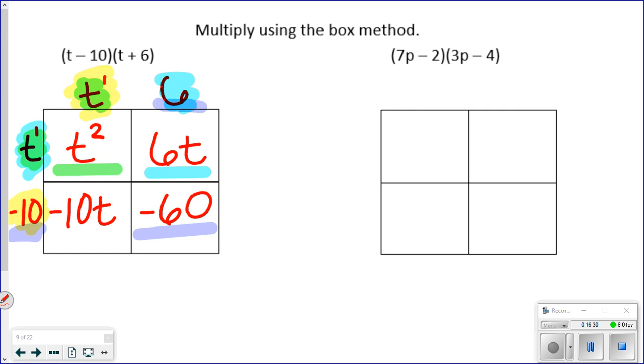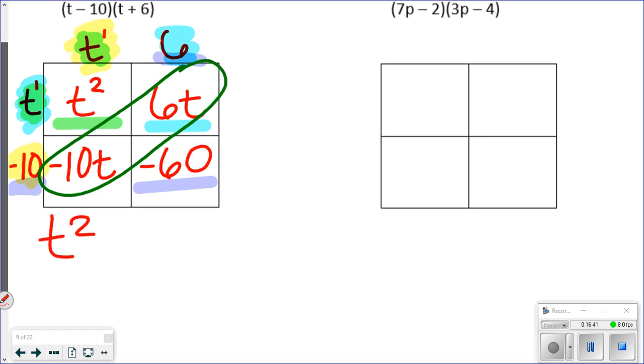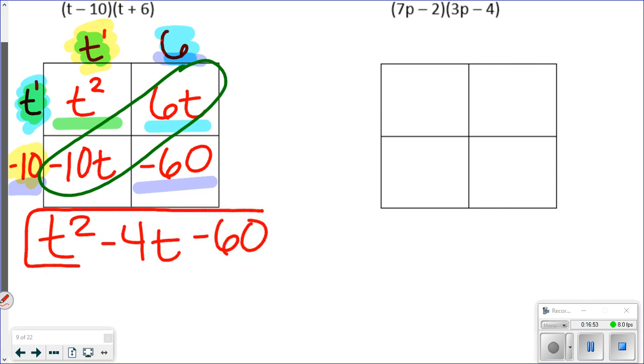And then if I'm looking, these right here are my like terms. So when I add all of these up, there's nothing I can combine t squared with. But then negative 10t plus 6t is negative 4t. And then minus 60 comes at the end. And we're left with a trinomial, t squared minus 4t minus 60.